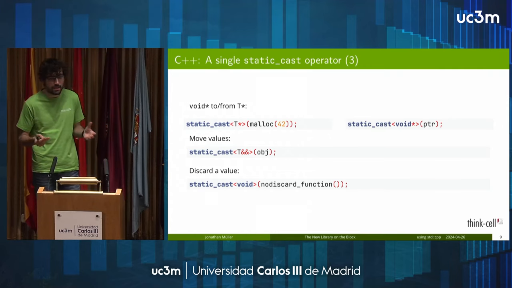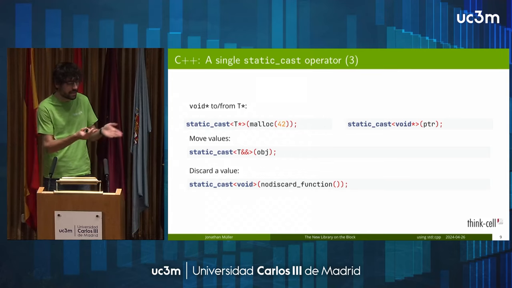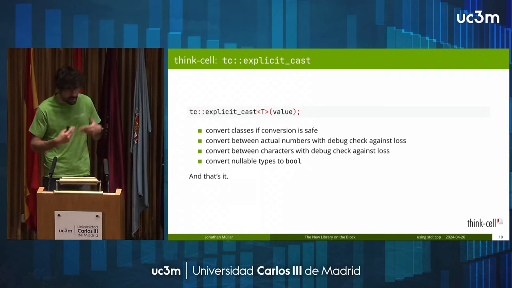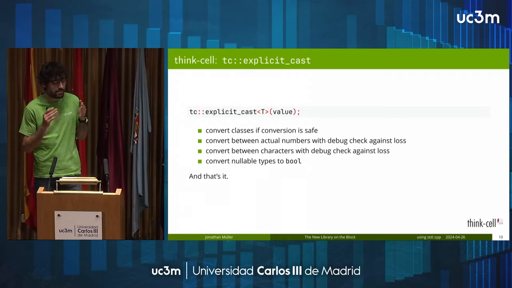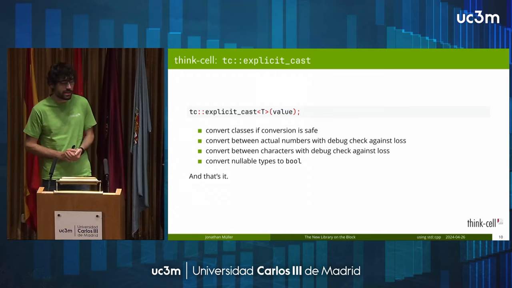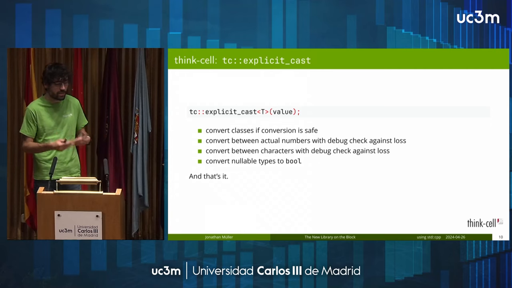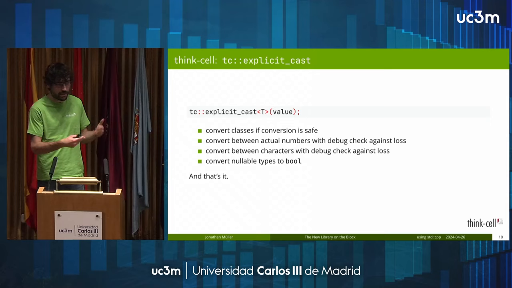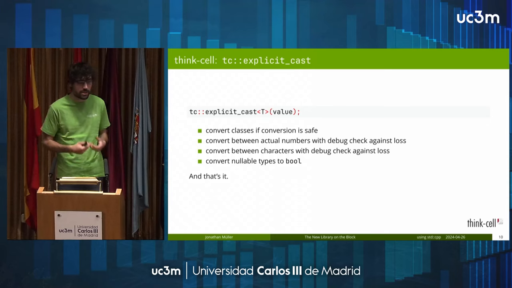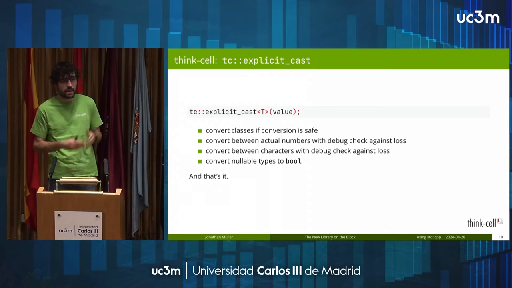We looked at that similar to the C++ designers looking at C, and thought that this is too much. We're going to split it up into various casts. So we've got tc::explicit_cast. It's a function in our standard library that does the important part of static_cast. It can convert between classes if that conversion is safe. More about that later. It can convert between actual numbers with a debug check against loss, so you can prevent implicit truncation there with an assertion. You can convert between characters, again with a debug check, and you can convert nullable types like unique_ptr to bool. And that's it. This is the most common situations where you want to use static_cast, but we use a dedicated thing that only supports them, similar to how C++ introduced dedicated casts.